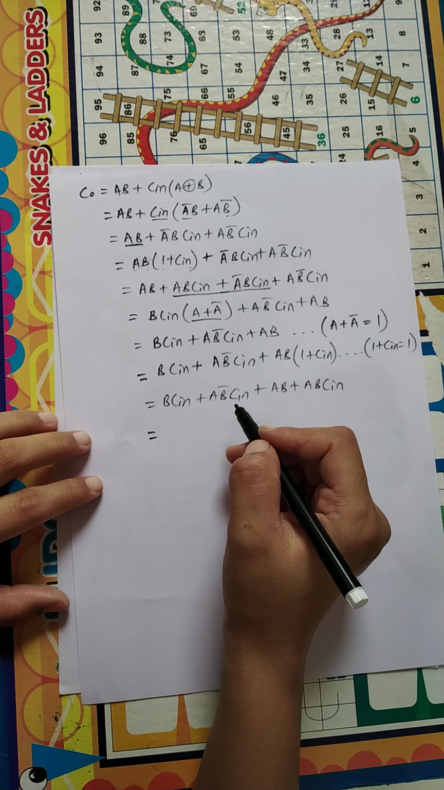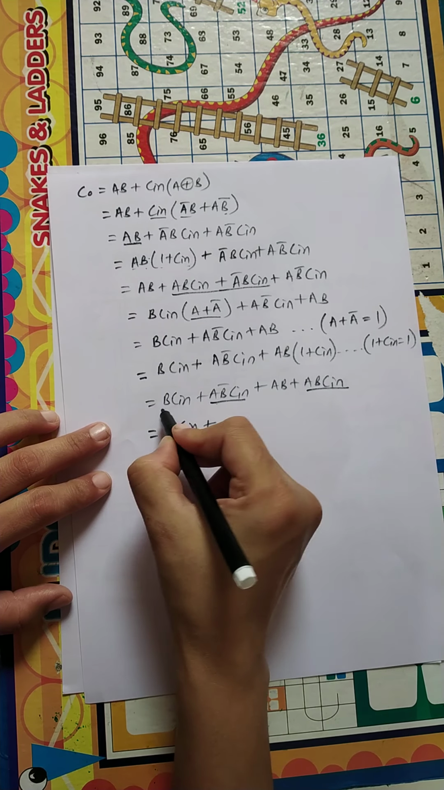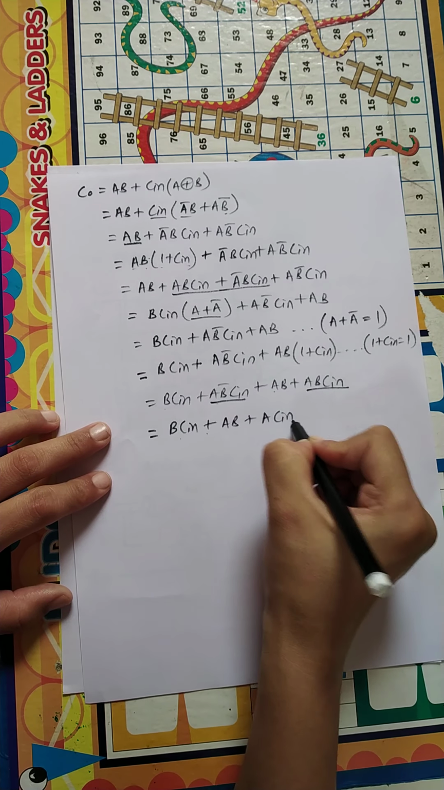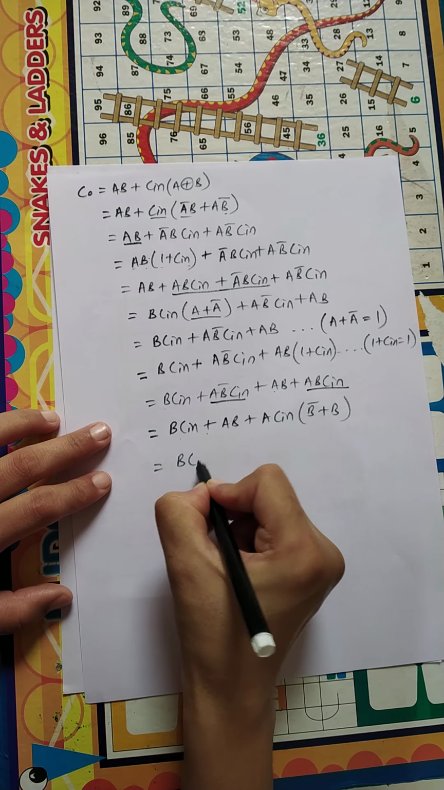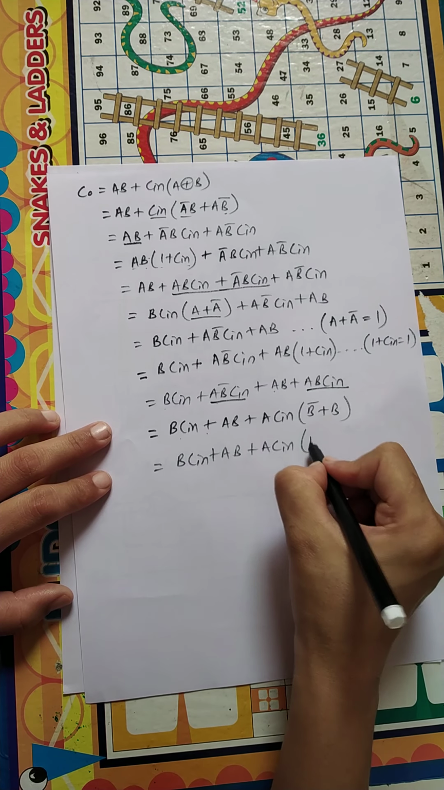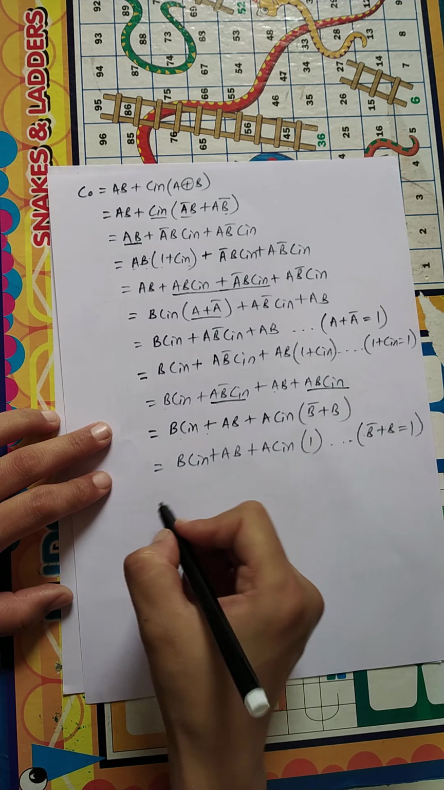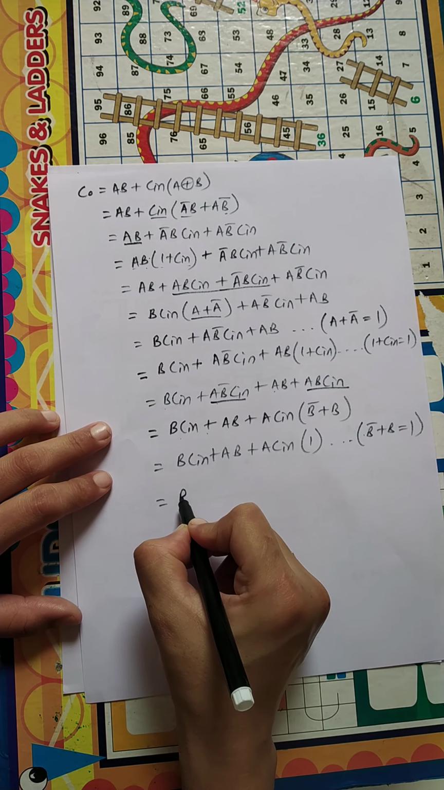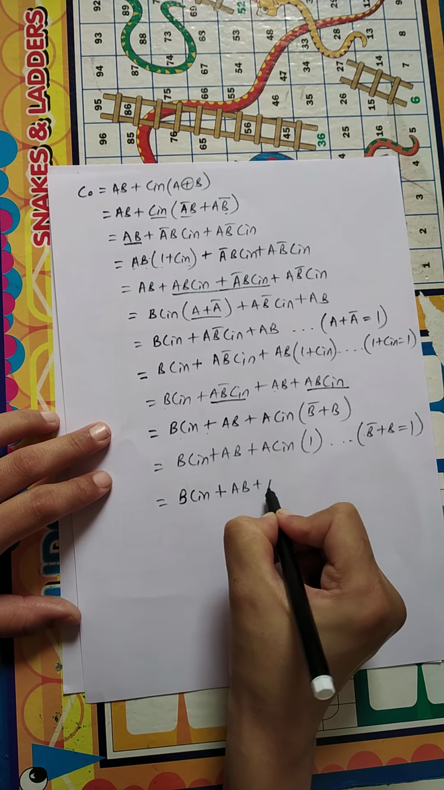what can be taken common in this. So in these two terms I'll write this term as it is, this term as it is, and from these two terms I'll take ACin common. Here I'll get B bar plus B, and B bar plus B stands for 1, since there is a Boolean law that B bar plus B is equal to 1. Again now here we will get the equation as BCin plus AB plus ACin.